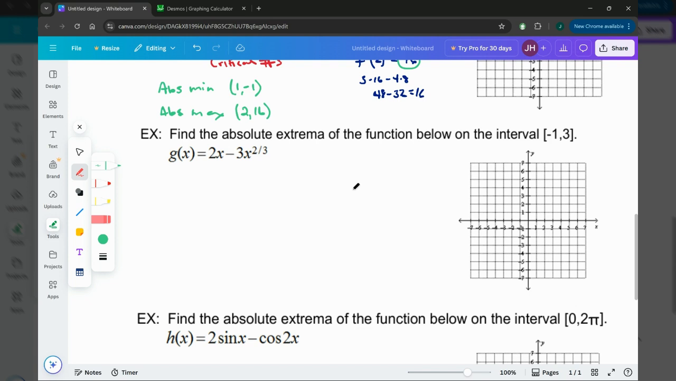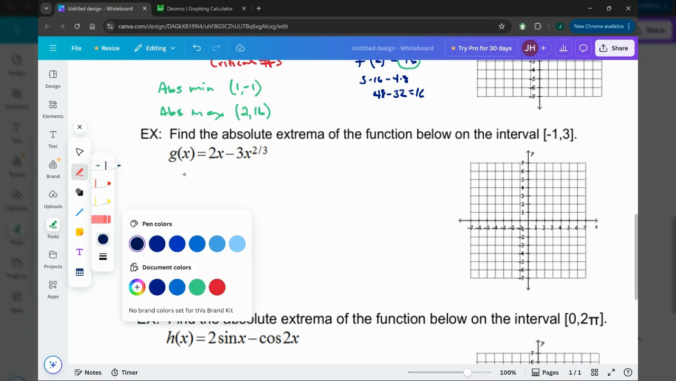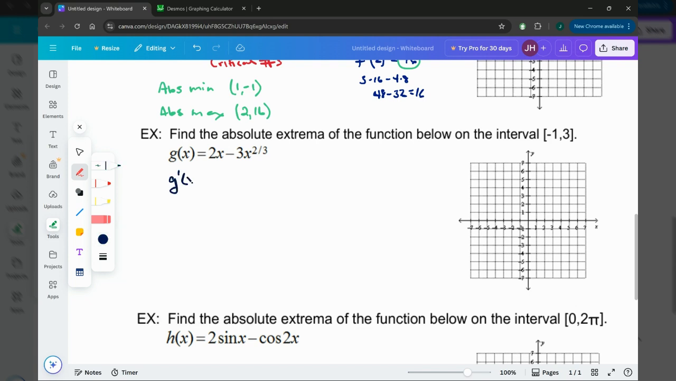Now, each one of these problems I've given you here is a little bit different. G prime of x, the derivative would be 2. Bring the 2/3 out front, this would be minus 2x to the negative 1/3. I get 2 minus 2 over x to the 1/3. And here's what I tell my students is important about the derivative. Make sure you write it as one fraction. So if I did common denominators, this would be 2x to the 1/3 minus 2 over x to the 1/3.